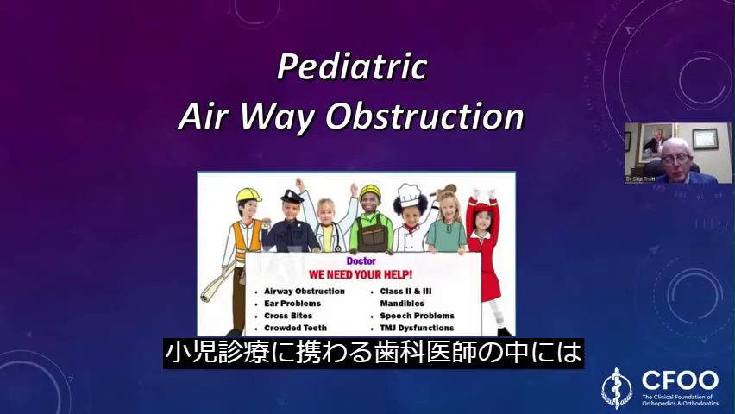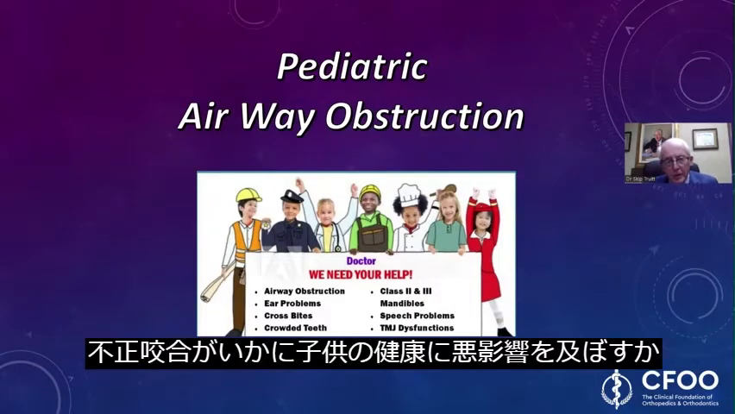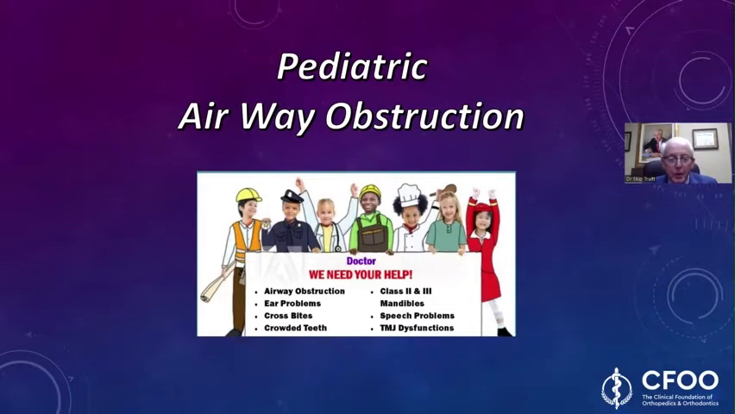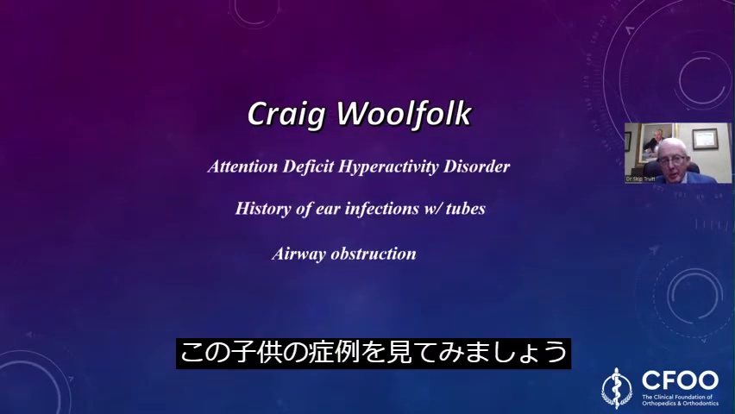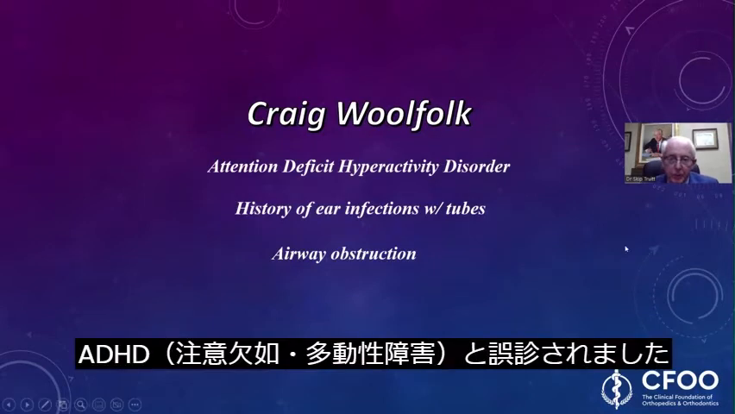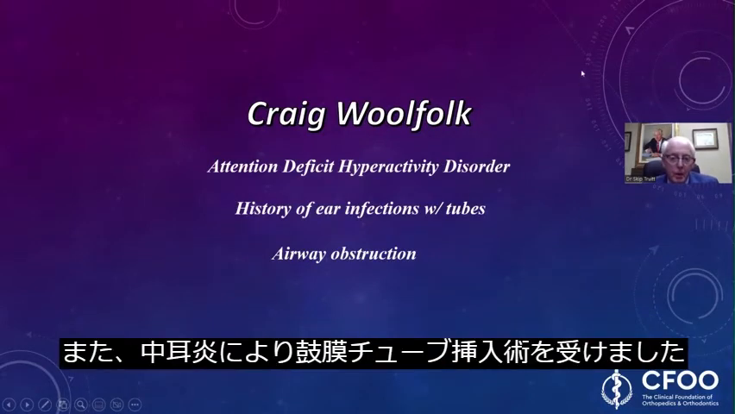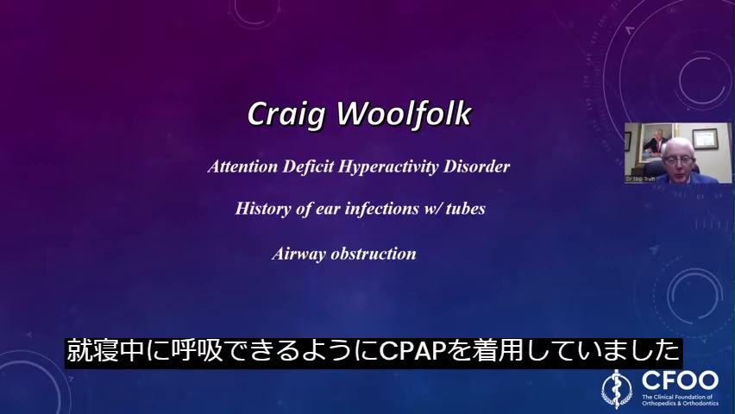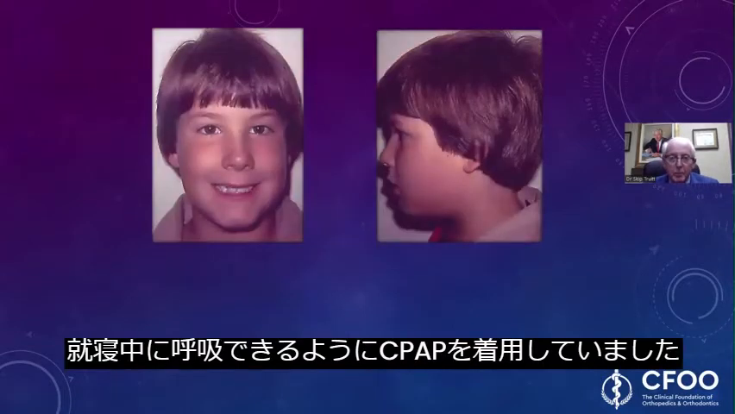Most dentists who treat children do not understand the impact of a malocclusion on the child's health. We'll look at a child that's been misdiagnosed with attention deficit hyperactivity disorder and placed on Ritalin, has a history of ear infections, was treated with tubes in the ears, was airway obstructed and actually placed on a PAP machine so he could breathe when he sleeps.